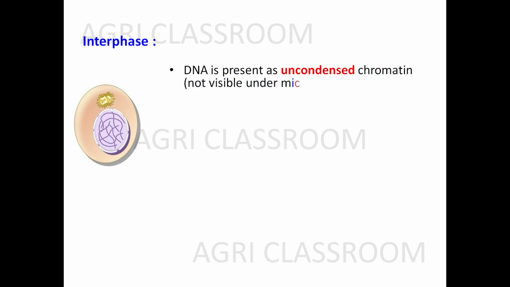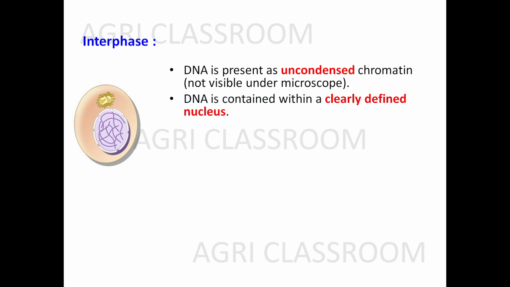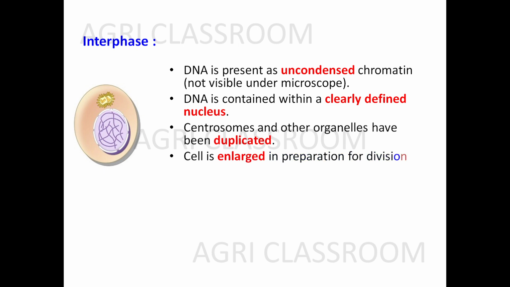In interphase, DNA is present as uncondensed chromatin. Here DNA is not visible under the microscope. DNA is contained within a clearly defined nucleus. Centrosomes and other organelles have been duplicated. The cell is enlarged in preparation for division.